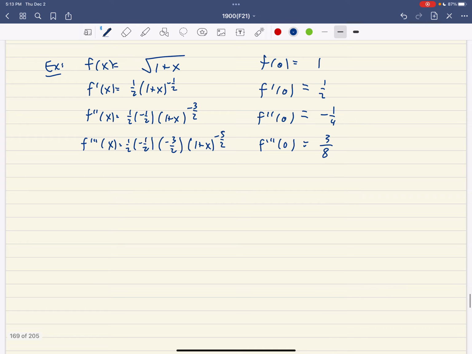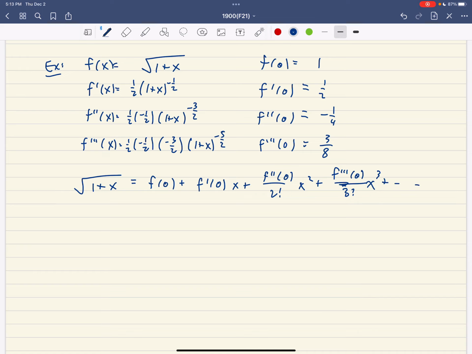Okay, and so this tells us that the square root of 1 plus x is going to end up being f of 0 plus f prime of 0 times x plus the second derivative of f at 0 over 2 factorial x squared, the third derivative at 0 over 3 factorial x cubed, and so on. And so that turns out to be 1 plus 1/2 x plus the second derivative at 0 is negative 1/4. If we divide that by 2, we get negative 1/8. So negative 1/8 x squared.